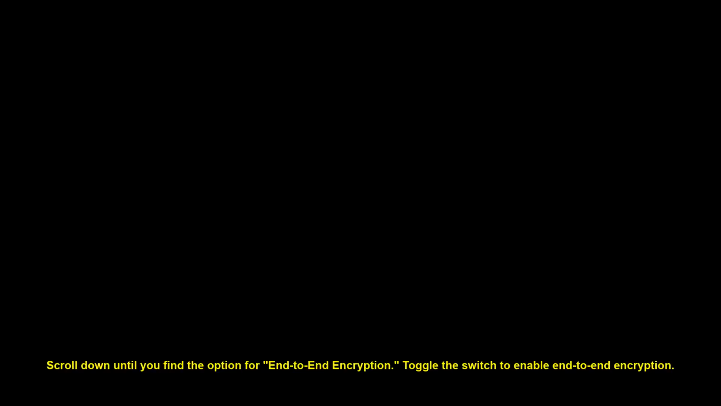Scroll down until you find the option for end-to-end encryption. Toggle the switch to enable end-to-end encryption. Keep in mind that enabling this feature affects all meetings and webinars scheduled under your account.